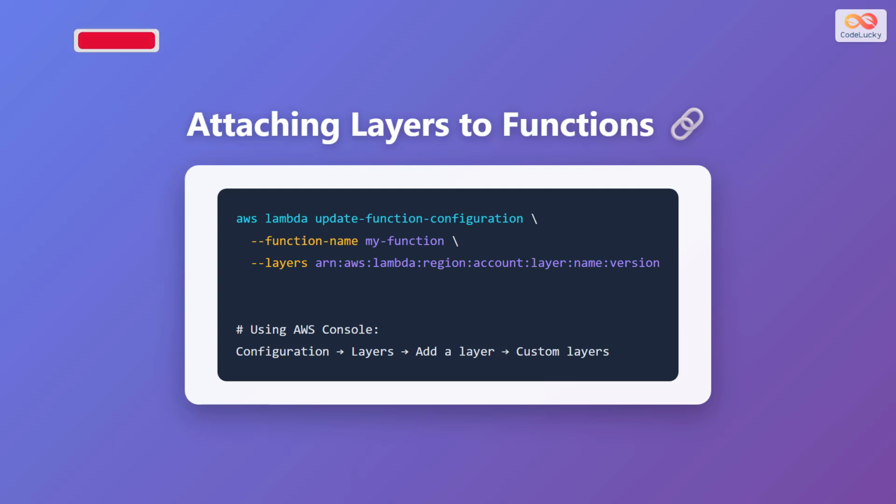Once you've created a layer, you can attach it to any Lambda function. Using the AWS CLI, run the update-function-configuration command with the function name and the full ARN of your layer, including the region, account, layer name, and version. Alternatively, you can use the AWS console by navigating to your function's configuration tab, selecting layers, clicking Add a Layer, and choosing your custom layer from the list.